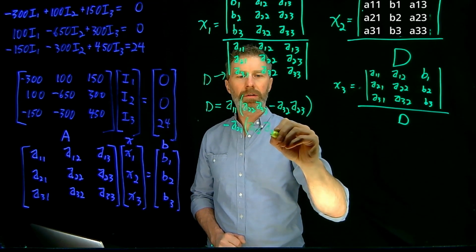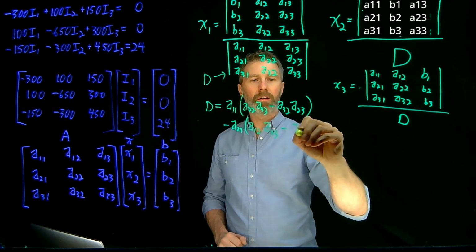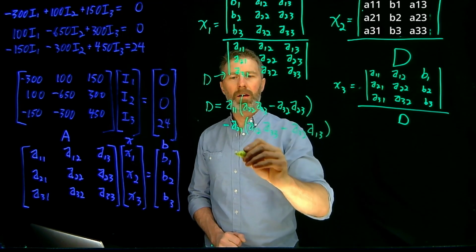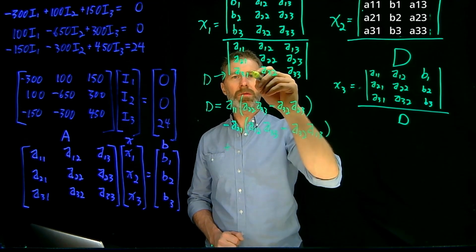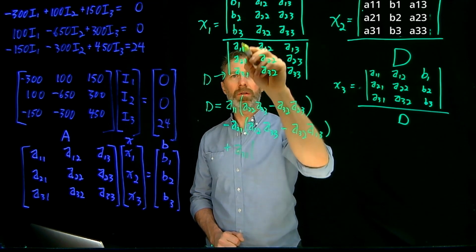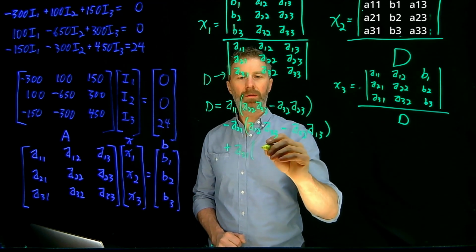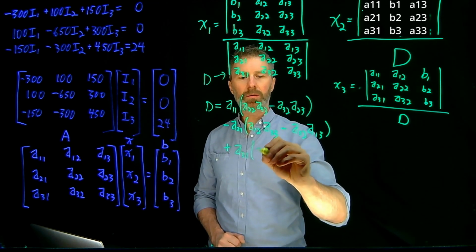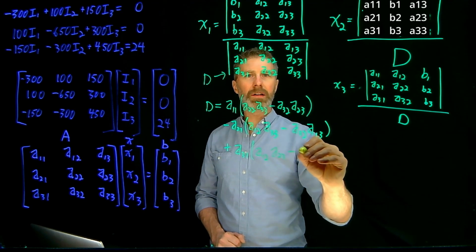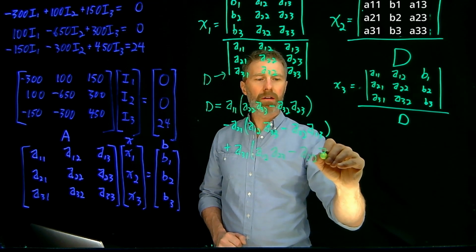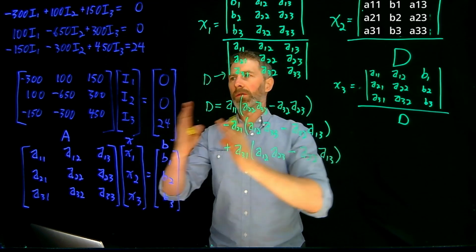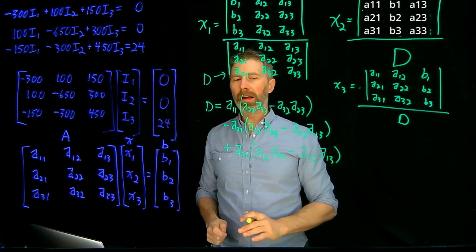A12 times A33 minus A32 times A13. And then plus, because we're going to be using A31 next, so that's third row, first column, that means it's a positive value here. And its minor will be A12, A23, so those two values, minus A22, A13. And that's what D is going to be. That's going to be the determinant of this, or essentially the determinant of my A matrix over there.